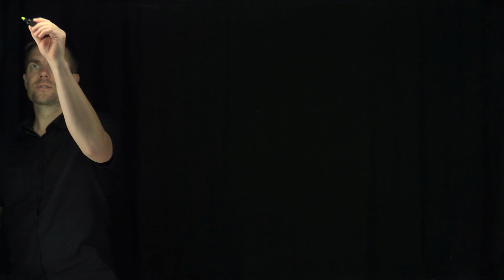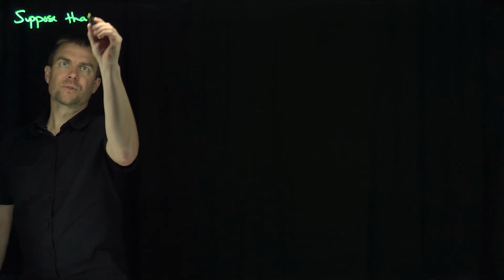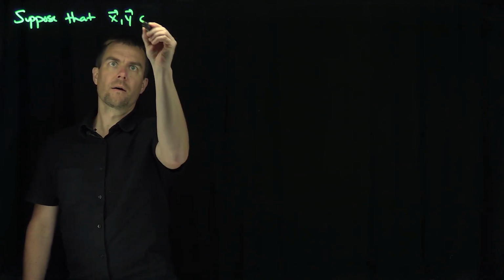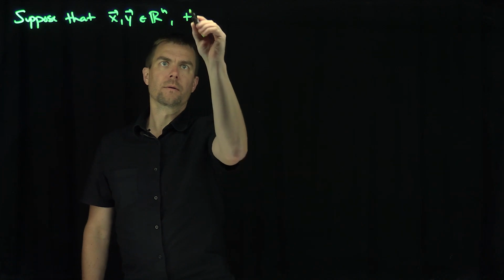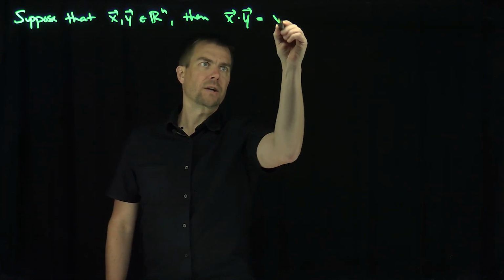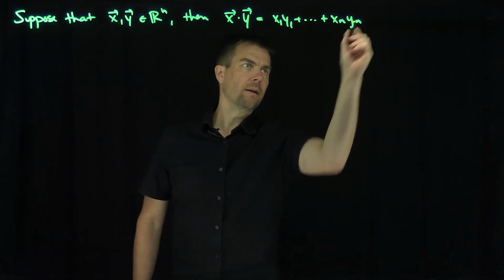Hello students, in this video we'll discuss the Cauchy-Schwarz inequality for inner product spaces. Let's suppose that x and y are vectors in R^n. Then, recall, we have the dot product of these vectors, x dot y, which is just x1 y1 plus ... plus xn yn.